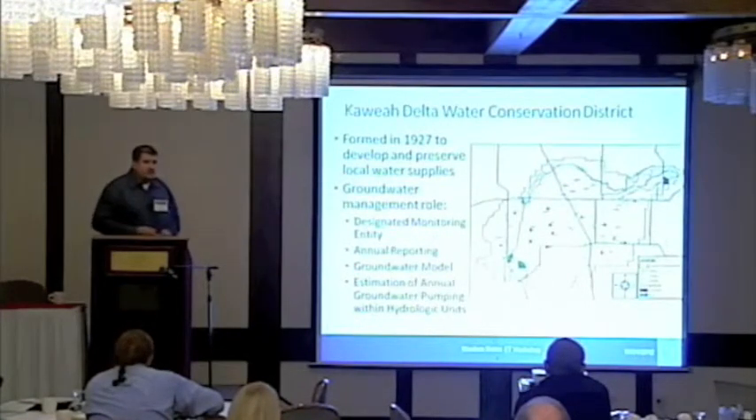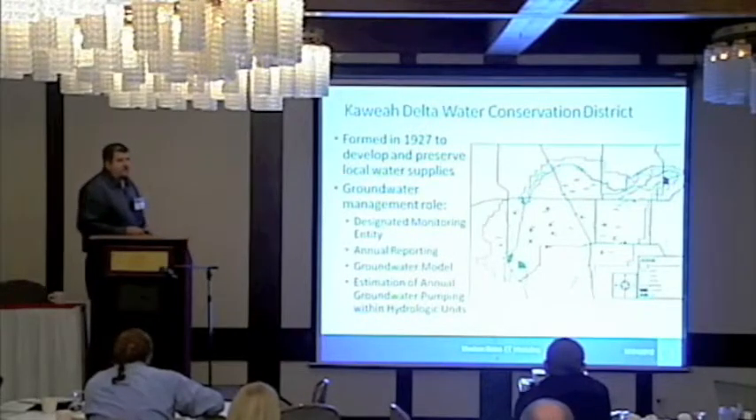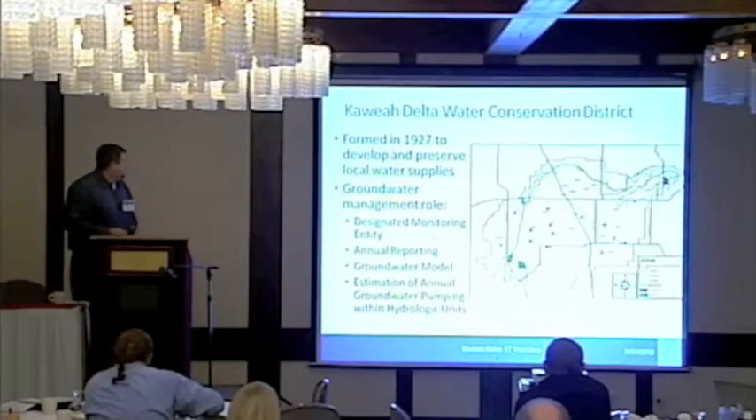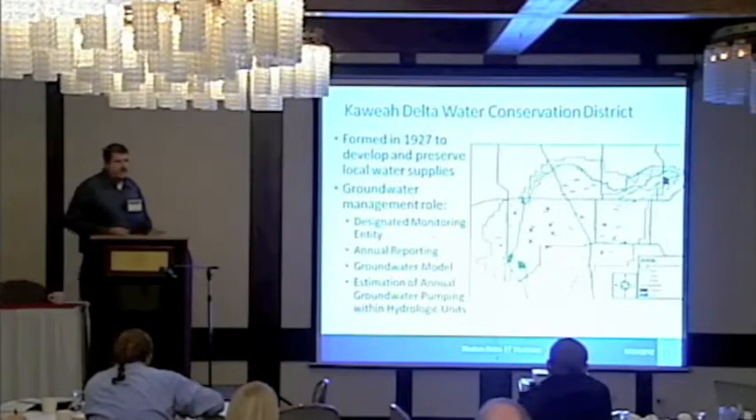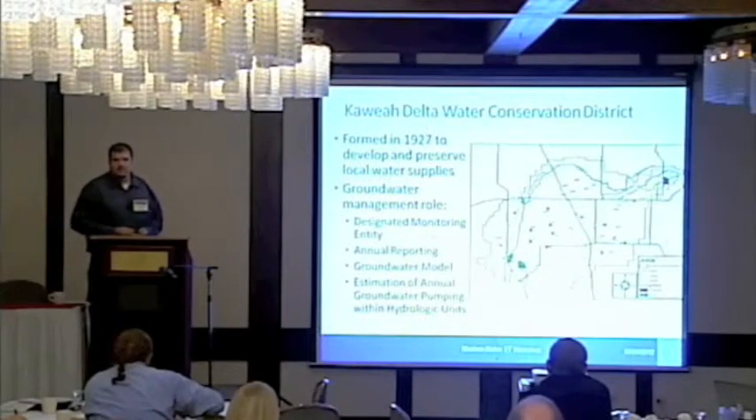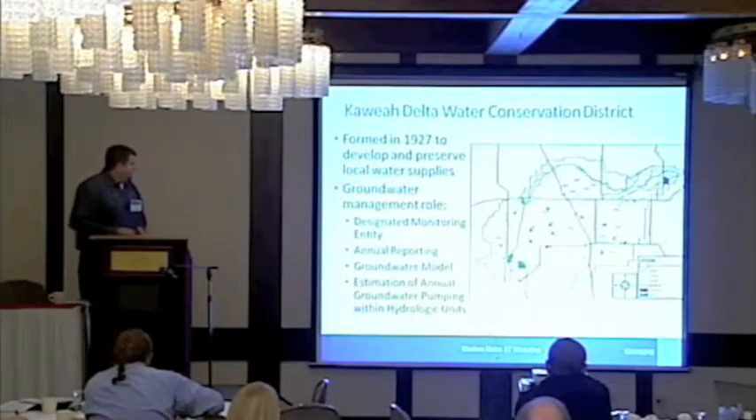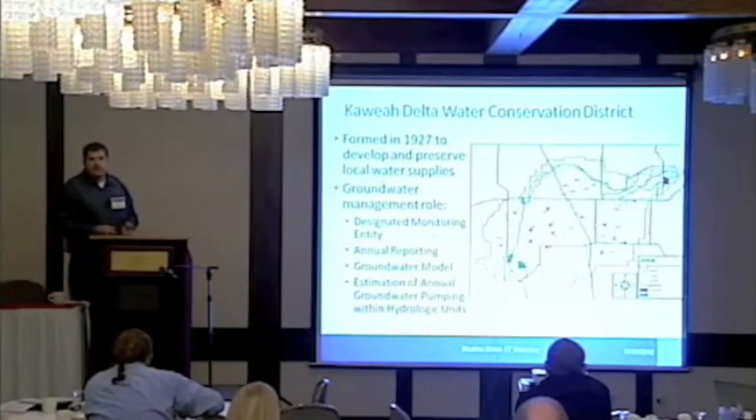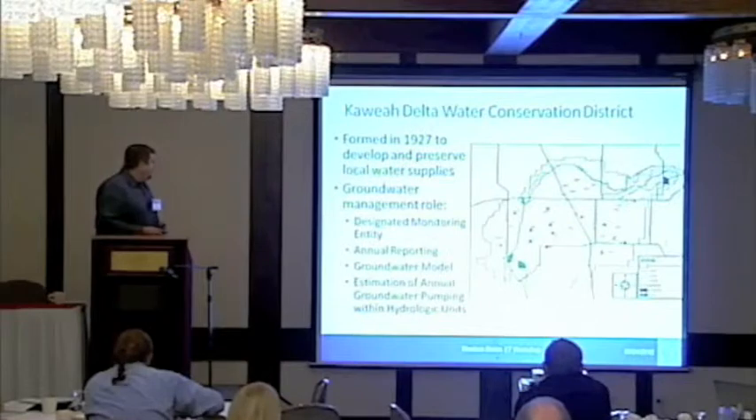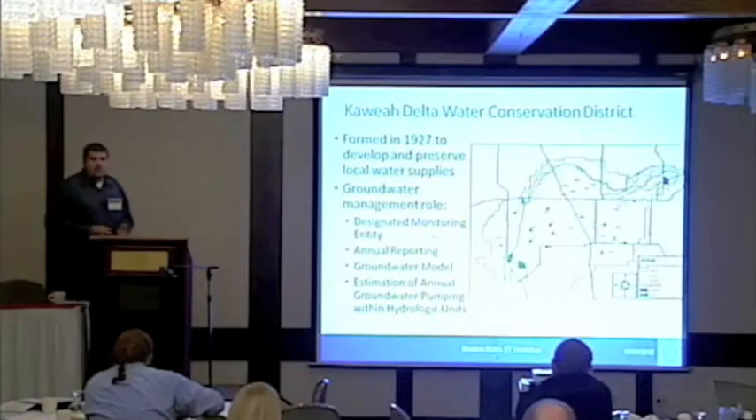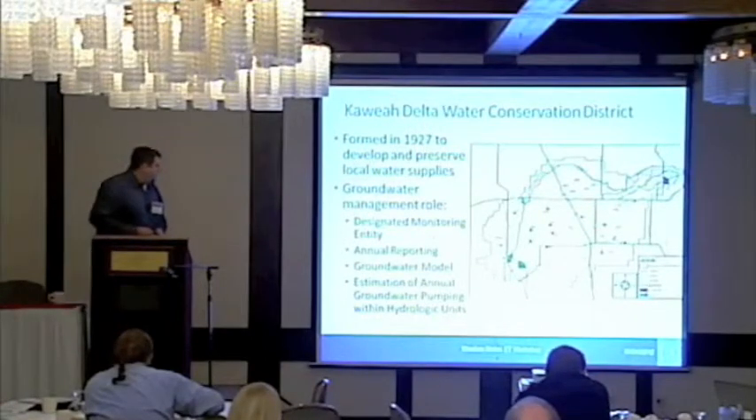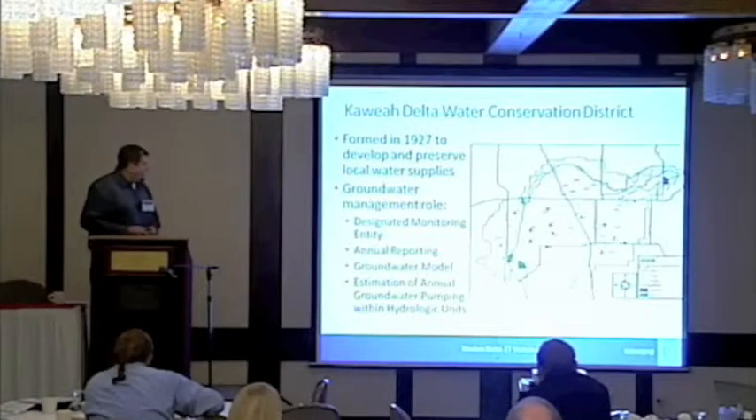The district was formed in 1927 to develop and preserve local water supplies, both surface and groundwater. As part of their groundwater management role, the district is a designated monitoring entity for the state, so they report to the state annually as part of what's called the CASGEM program on groundwater levels in the subbasin and groundwater quality. As part of implementation of their groundwater management plan, which they adopted in 1995, they develop reports annually on groundwater conditions in the basin. They've developed a numeric groundwater model as part of their management efforts. And the focus of this talk is really on their estimation of annual groundwater pumping within hydrologic units within their service area.